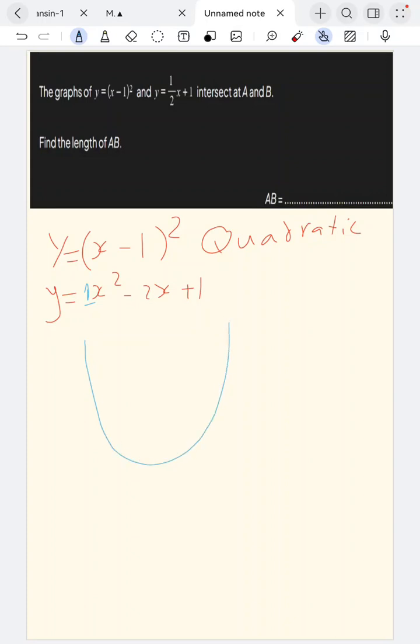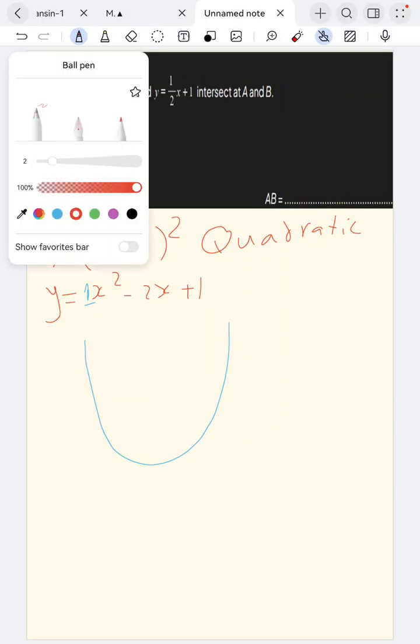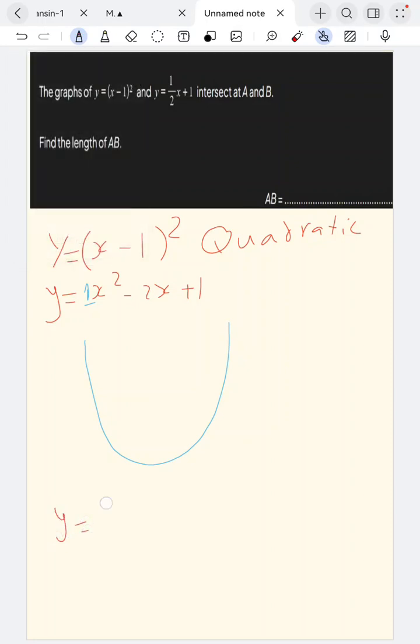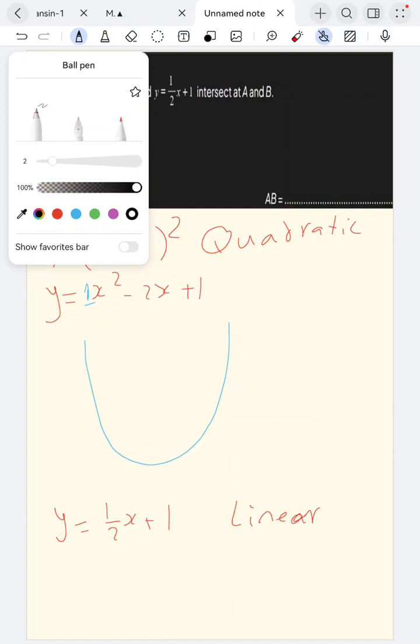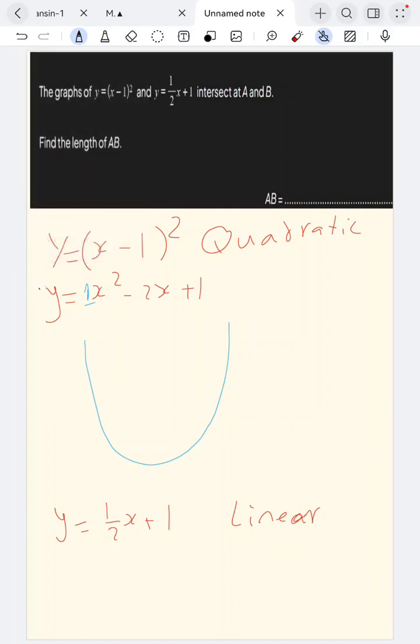Okay? The second graph, which is y equals half x plus 1, is a linear graph. So it will give us a straight line. It could look like that. Because the gradient is positive, it's increasing from left to right.